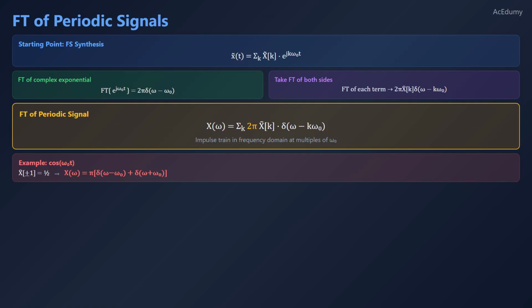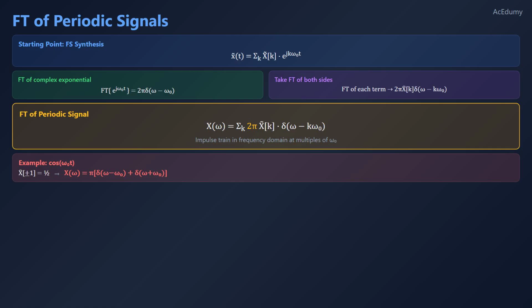Now let's consider the reverse direction. What is the Fourier transform of a periodic signal? A periodic signal x̃(t) can be written as its Fourier series: x̃(t) equals the sum over k of x̃[k] times e^(jkω0t). Taking the Fourier transform of both sides and using the fact that the FT of e^(jω0t) is 2π δ(ω minus ω0), we get X(ω) equals the sum over k of 2π x̃[k] times δ(ω minus kω0).